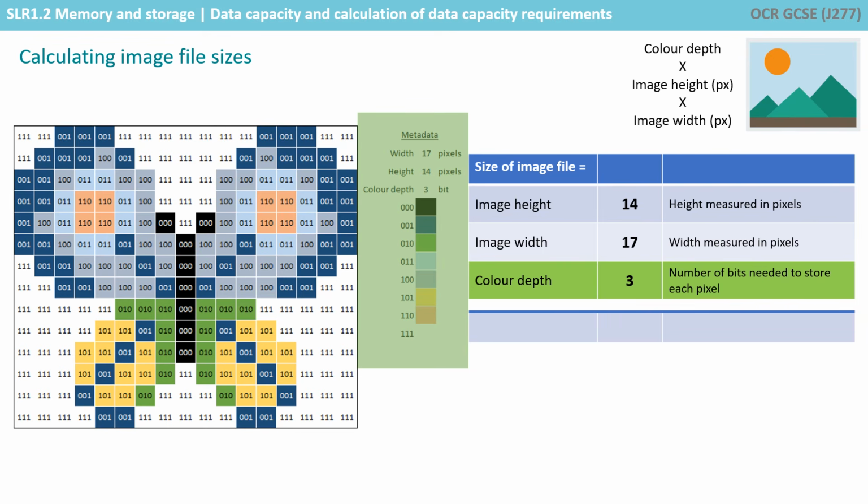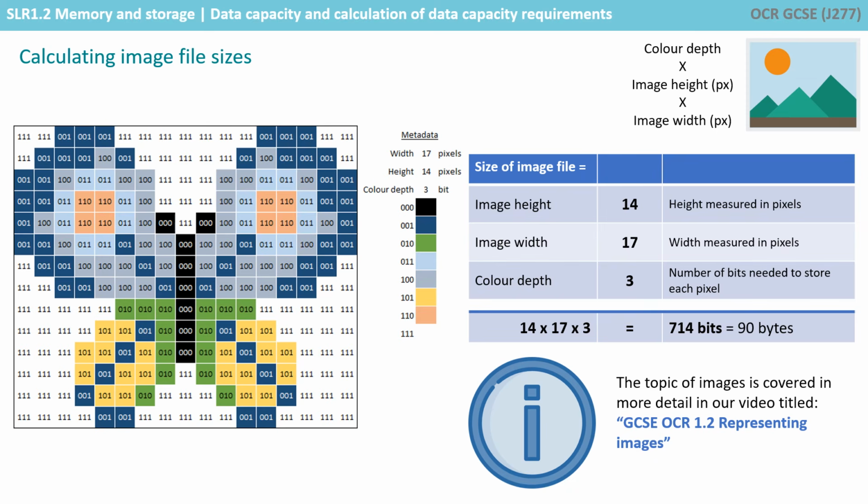So here we have 14 times 17 times a colour depth of 3, so 714 bits. Divided by 8 again is 90 bytes. And again, we've got another video which will go into a lot more detail on representing images and how they're made up.